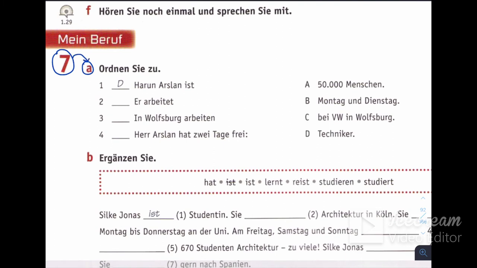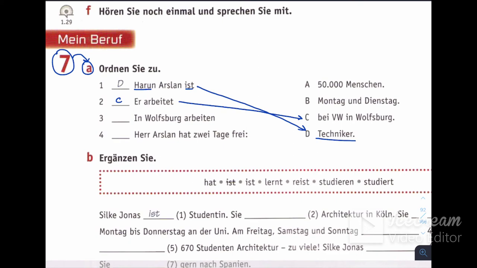Sieben. Okay. You just need to match the columns. For example, Harun ist Techniker. So this one will come. Er arbeitet. He works. Now we need to say where he works. So he works at Volkswagen in Wolfsburg. Clear?